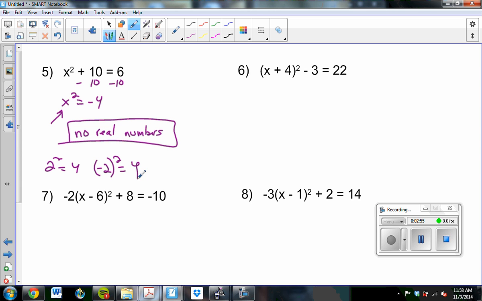Whenever x squared is equal to a negative, if something squared all by itself equals a negative, there's no solutions.